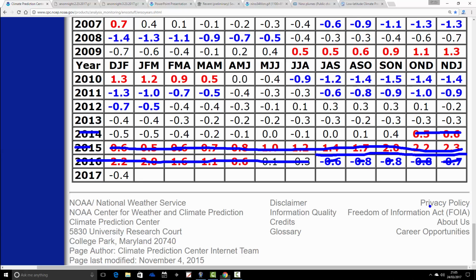But it was such a close run thing, because actually we've got the first number for 2017. This is for the tri-monthly period of December, January, February 2016-2017, just here. And actually, it comes in below the required threshold. Look at that. It comes in at minus 0.4. So it doesn't quite reach that half a degree threshold that you have to reach in order to get El Nino or La Nina designated.